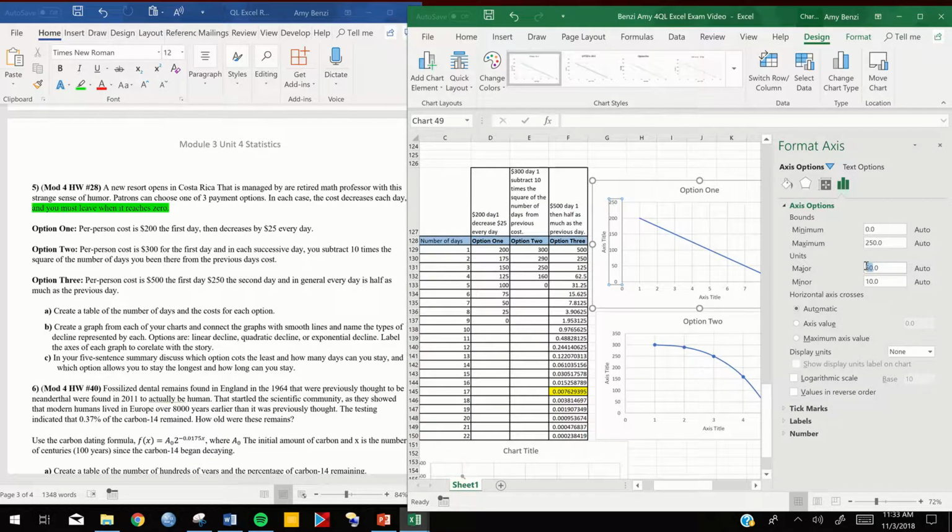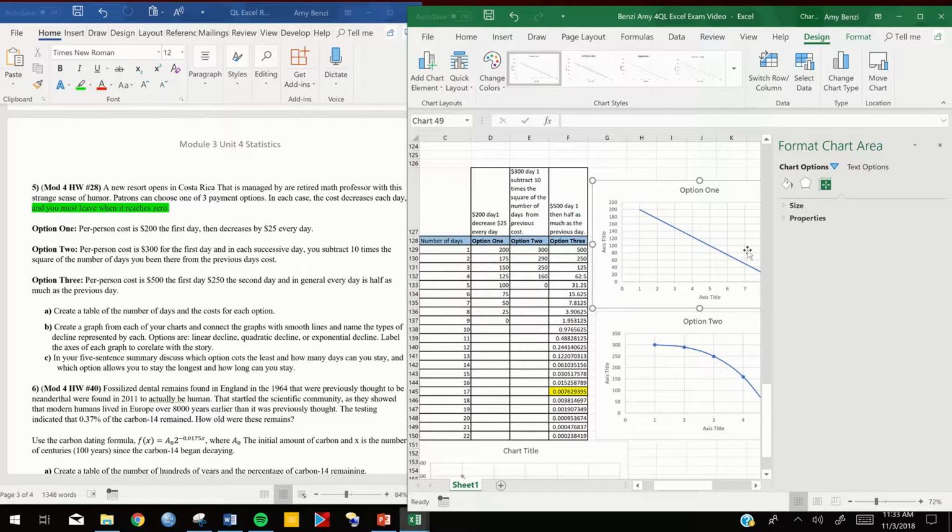What if we counted it by 10? Would that get too crowded? Yes. Can we count it by 20? 20 is not bad. All right, so give us more detail on your graphs.